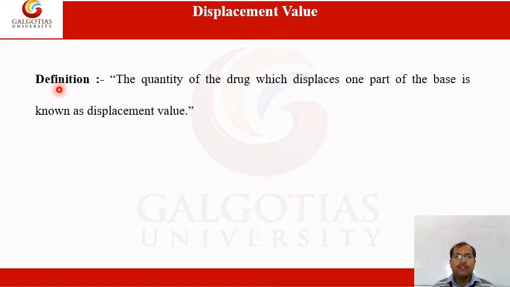First of all, we will discuss the definition of displacement value. The quantity of drug which displaces one part of the base is known as displacement value. Displacement value is used to calculate before the preparation of suppositories. It is the quantity of drug which displaces one part of the base during the formulation of suppositories.